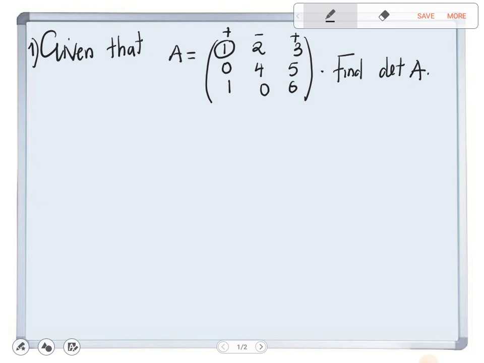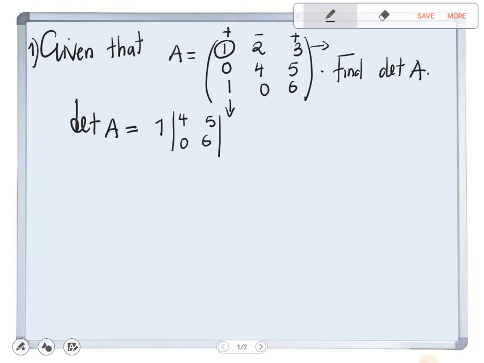So what is our first number here? For the determinant of A, our first number is 1. So we ask, how many numbers are remaining if I remove this row and this column? If you remove this row and that column, you remain with these numbers here: 4, 5, 0, and 6.